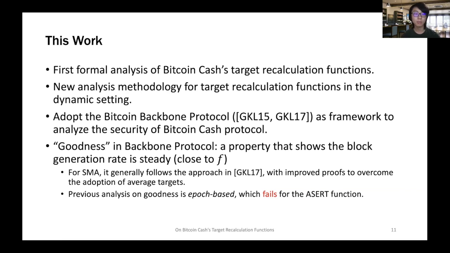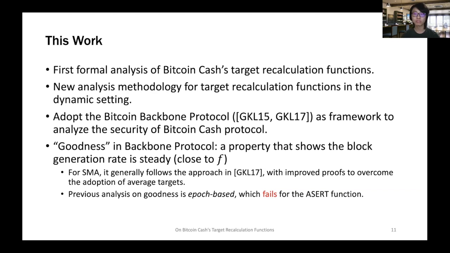Here, the crucial part is that we have an intermediate property, which we call goodness, in this backbone protocol. It has a close relationship to those target recalculation functions. This property is used to show that the block generating rate is steady, or close to the ideal block generating rate. After we replace the original function with this SMA function, our proof for this goodness generally follows the approach in GKL17.